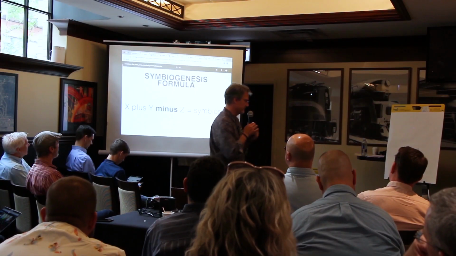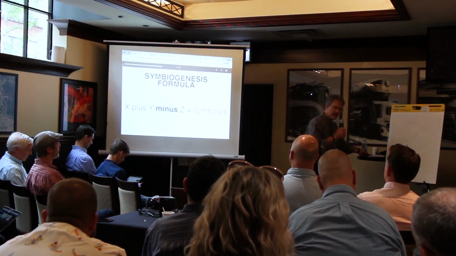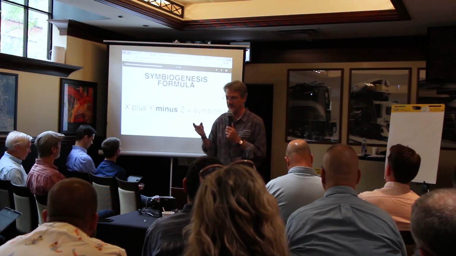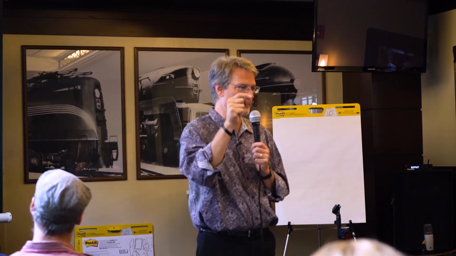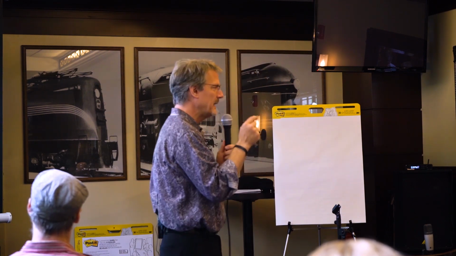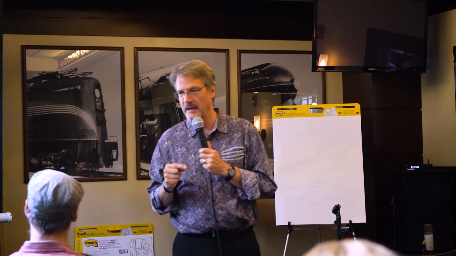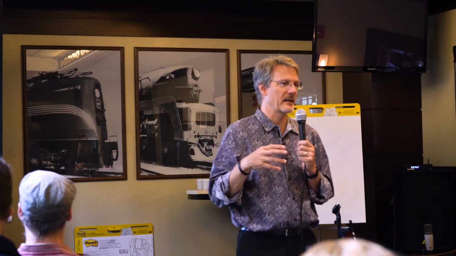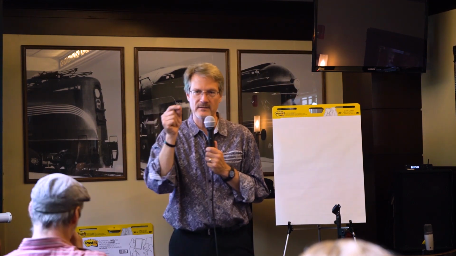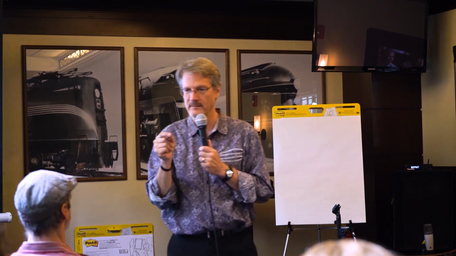There's a formula here. And it is x plus y minus z equals symbiosis. All right? And the minus is the important part. And the minus is the hard part. Any idiot can add. Any idiot can just stick stuff on. Any idiot can add 9,000 more steps to the process. Okay? It takes a genius to subtract. Okay?